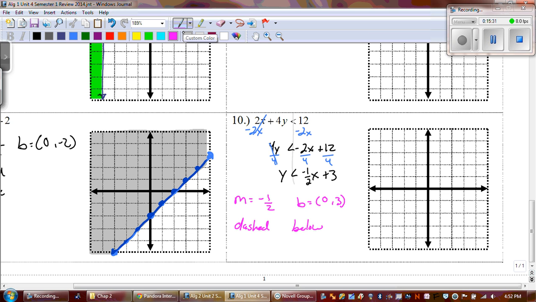So starting at 0, 3, it's open. And we go down 1, over 2, down 1, over 2. And complete your pattern. It's a dashed line. Draw your arrows. And once again, we said we are shading below the line.